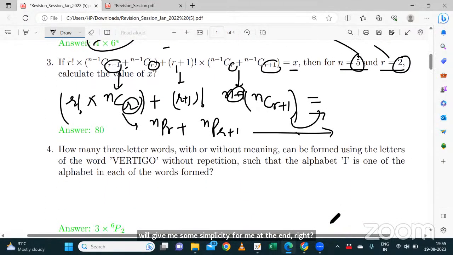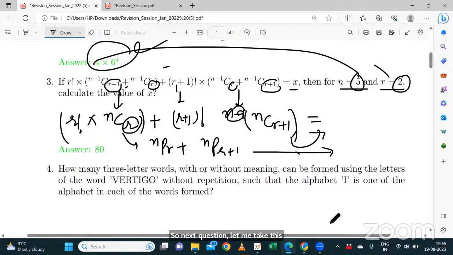So the next question, let me take this question. You will get some idea from this. Be clear, with or without meaning, I'm not concerned about the meaning. I think from 8 p.m. you guys have a session, right? Okay, so let's do this one. After that, the rest of the things we can discuss in another session.